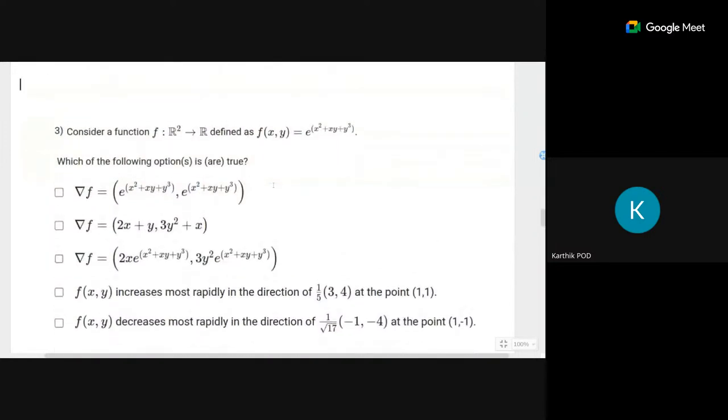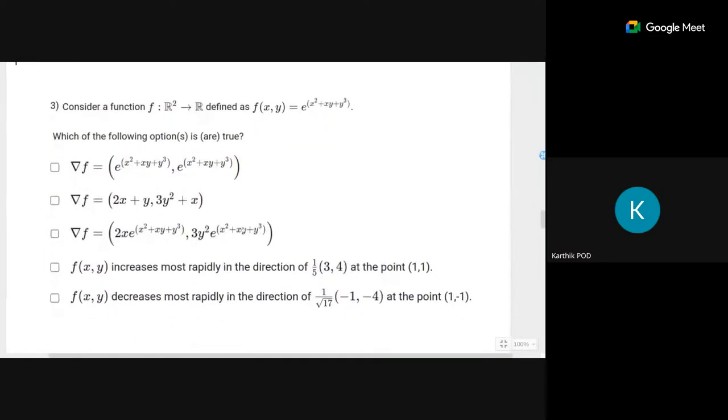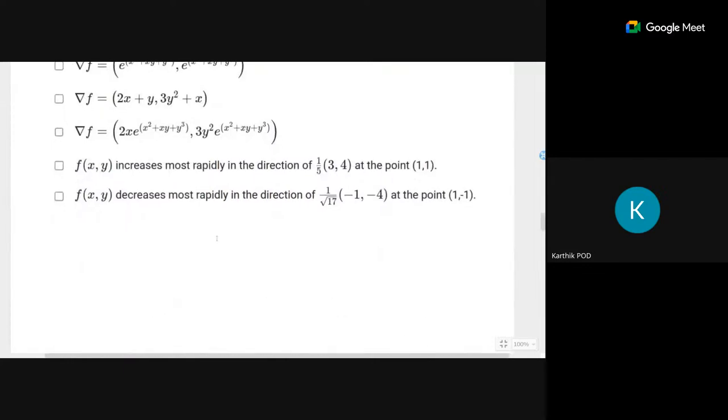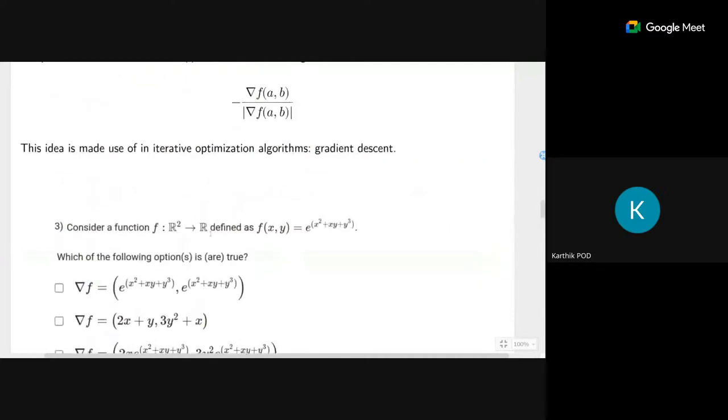So there are some problems. Let's quickly solve one. This is one activity question. So you have this function f of x comma y. You have to find out the direction in which f is increasing most rapidly, and you have to find the gradient along the way, right? So we'll just solve this. This is given by f of x comma y is e power x square plus xy plus y cube.